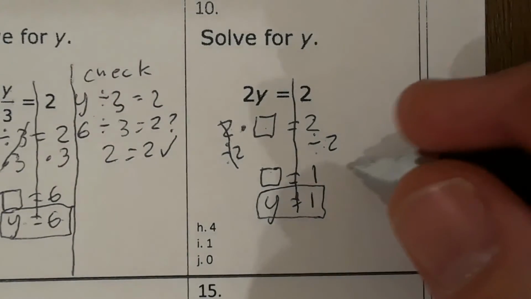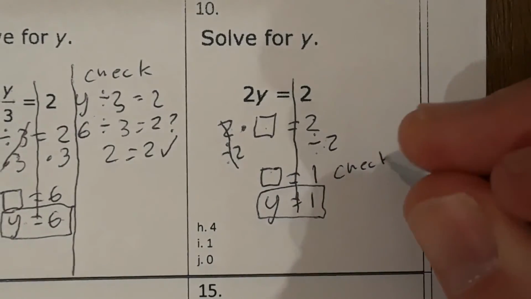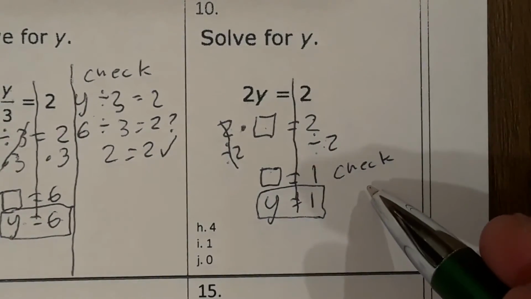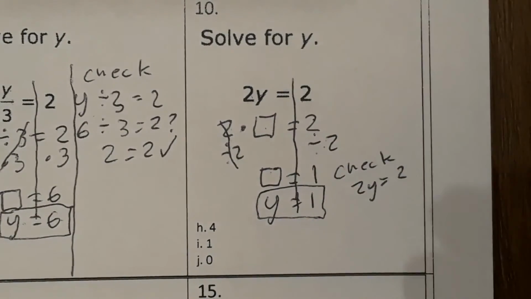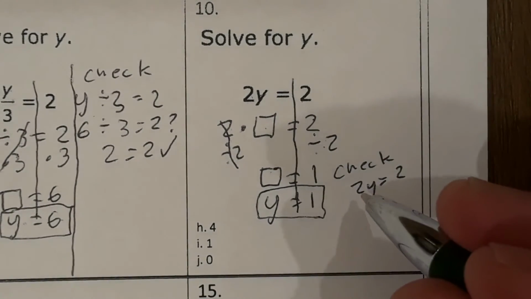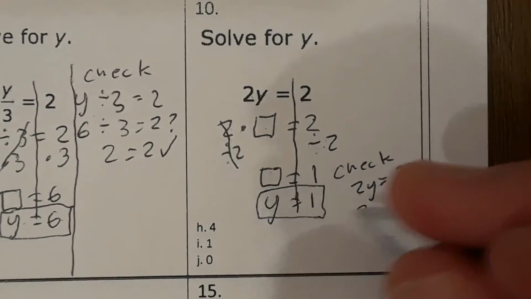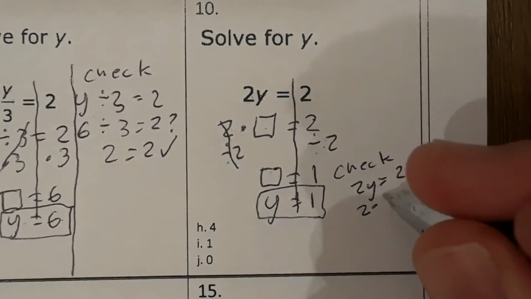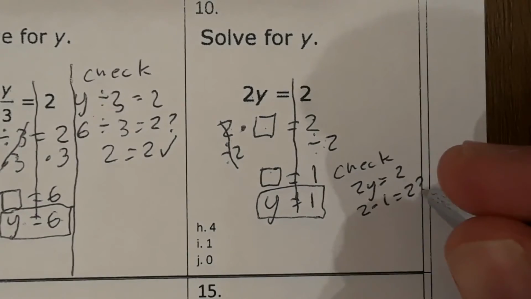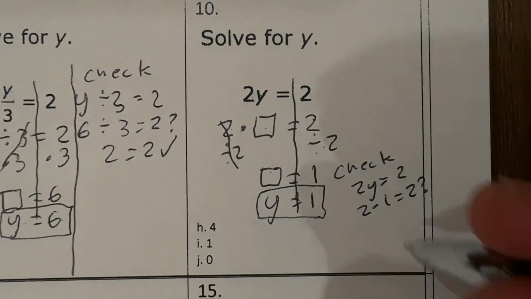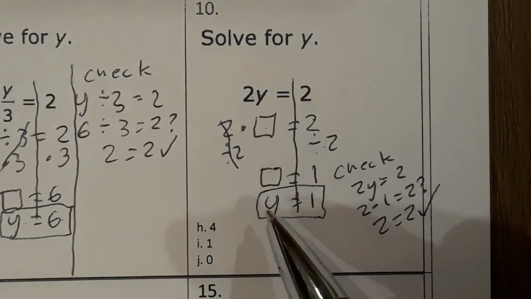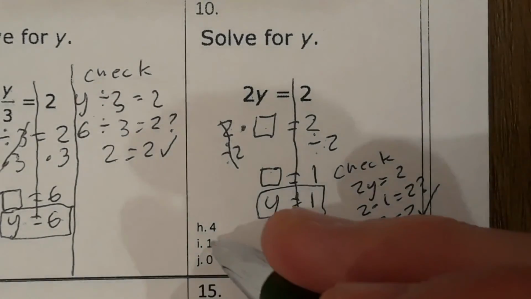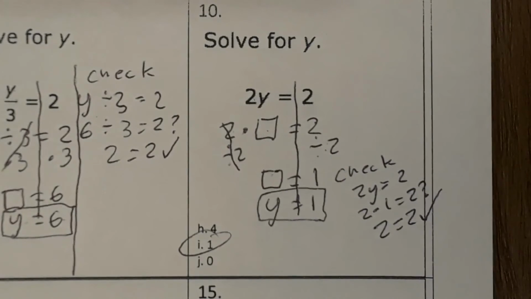Now check and see if that's true. So check. Remember, you can do your check wherever you want, as long as you got room for it. So check, use the same equation. 2y equals 2. Well, 2 times y equals 1, which is 2 times 1 should equal 2, question mark. And that's looking pretty good because 2 does equal 2. So check, y equals 1 is the correct answer.